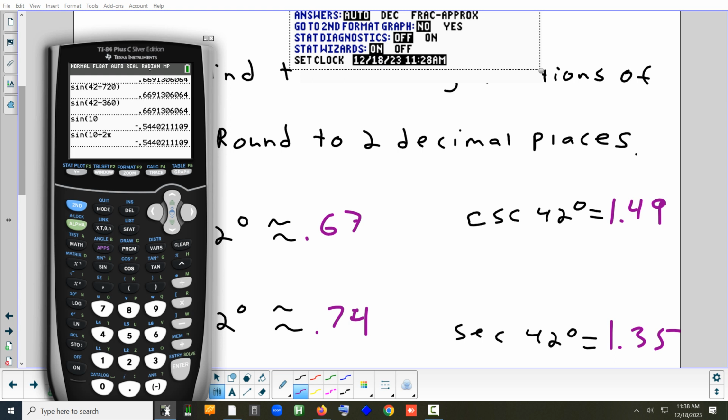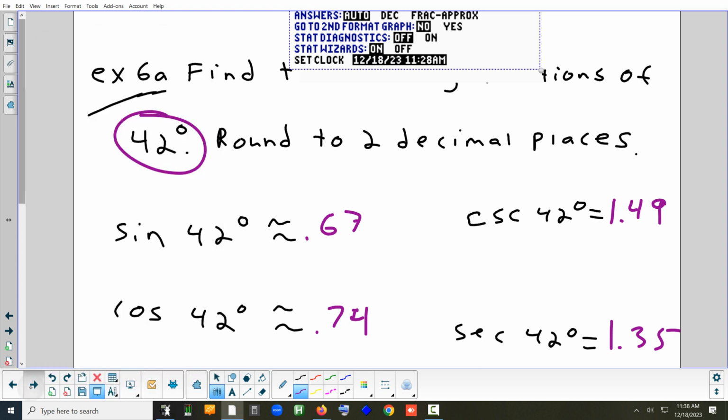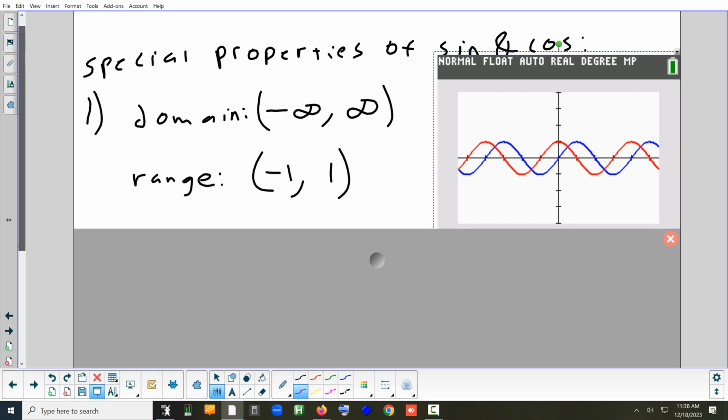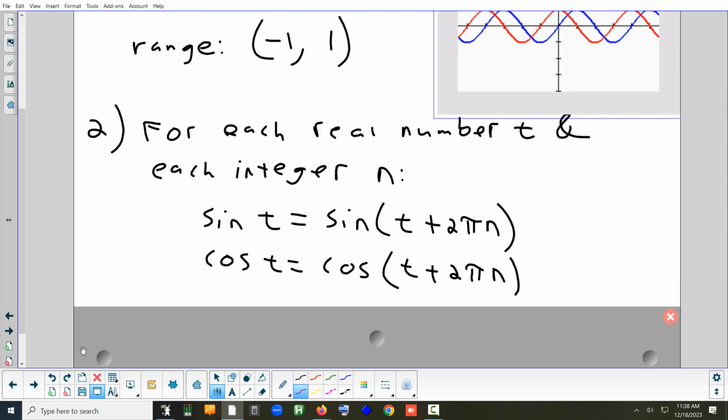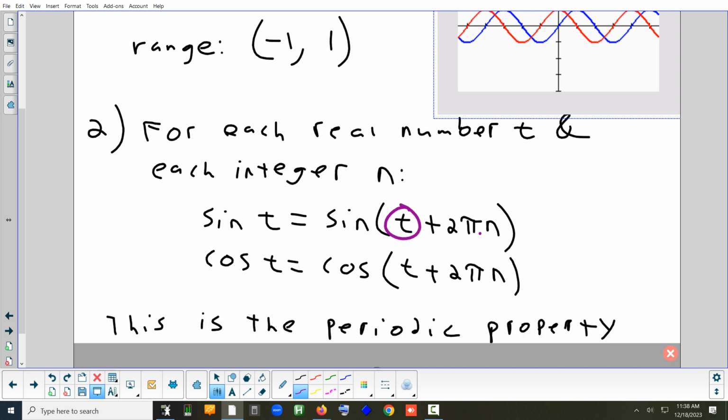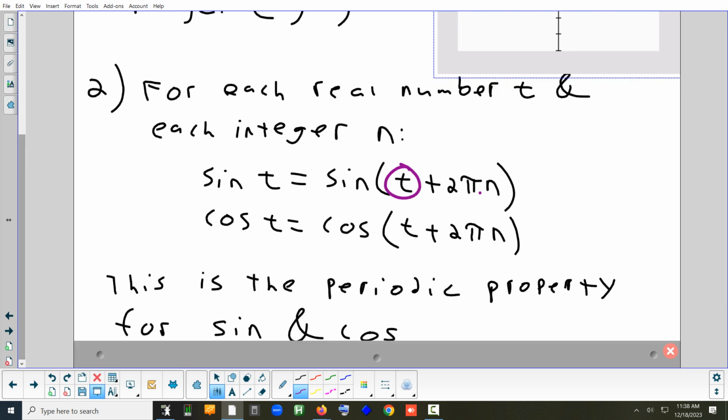So if you add 2 pi, it comes out the same. What if I did 10 plus 4 pi? Same thing. I'm just adding more revolutions. So you can add or subtract 360 degrees or 2 pi radians as many times as you want. Adding or subtracting multiples of 2 pi will give you the same answer. It won't change the answer. That's called the periodic property of sine and cosine.